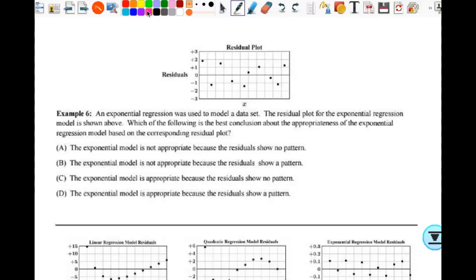Okay, so an exponential regression was used to model a data set. The residual plot for the exponential regression model is shown above. Which of the following is the best conclusion about the appropriateness of the exponential regression model and this corresponding residual plot? Okay, so let's just look at the residual plot. This is for our exponential. So do you think that would mean that exponential is good or not good? Do you see a pattern? No pattern. So would exponential be good then?